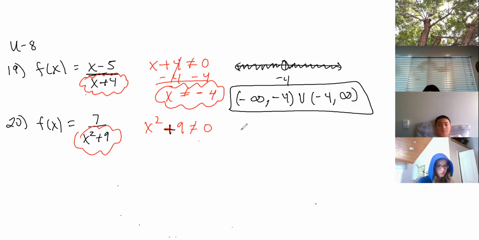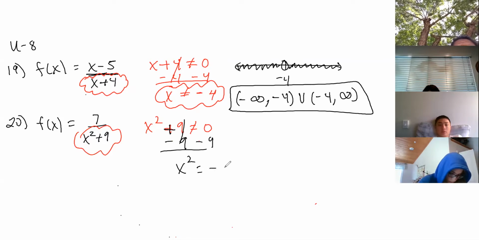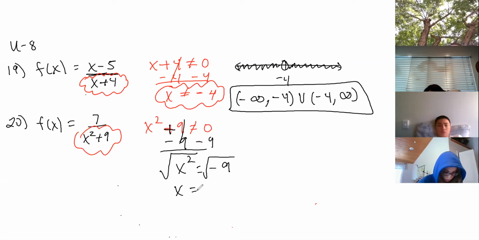So it cannot factor. We're not going to factor using i, so we're going to subtract 9. x squared equals -9. How do I undo an x squared? I do what to both sides? Square root, and there's no square root for negatives. There's no square root for -9 without using imaginaries, which we don't use. So no real solution, which means what about my domain?